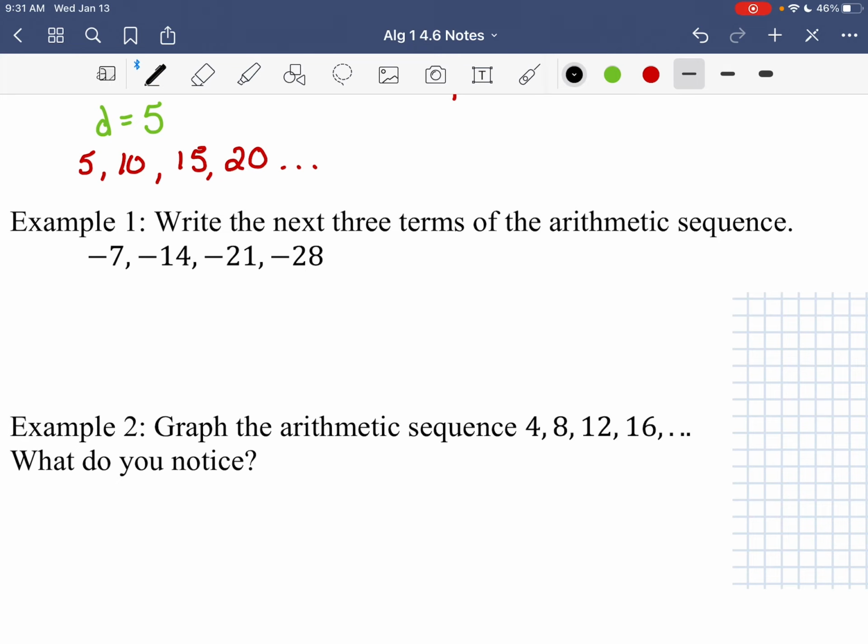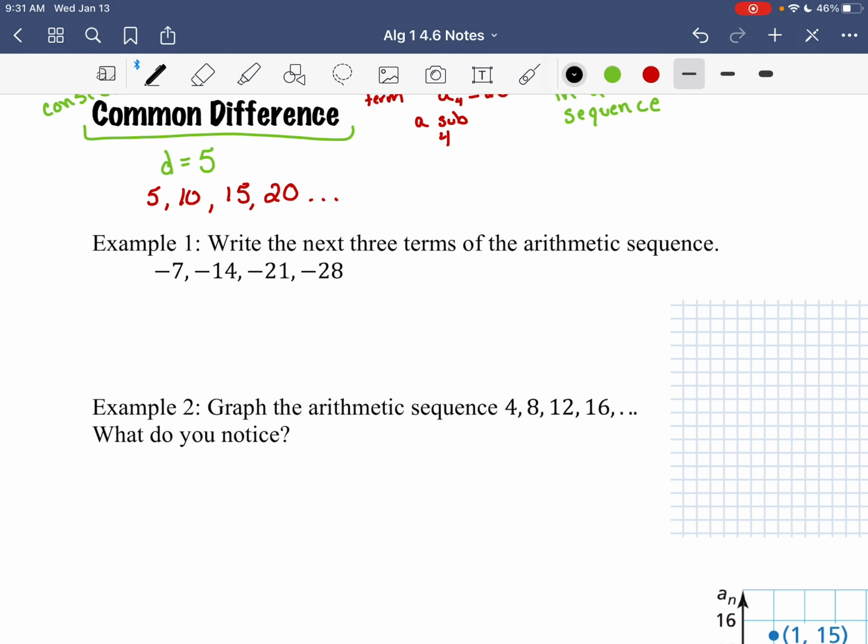Here with this arithmetic sequence, the very first thing you need to do is find the common difference. So I need to look here, what's the difference between these two? To go from -7 to -14, here we're going down by 7. If you're not sure, subtract them. -14 minus a -7, that'd be -14 plus 7, which is -7. So I go down by 7. Here I go down by 7.